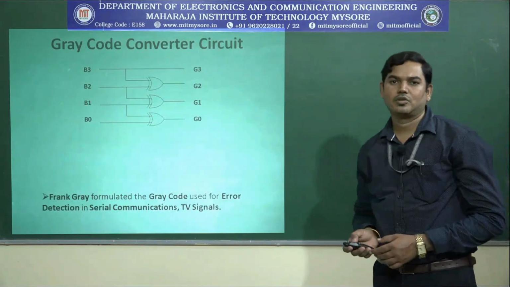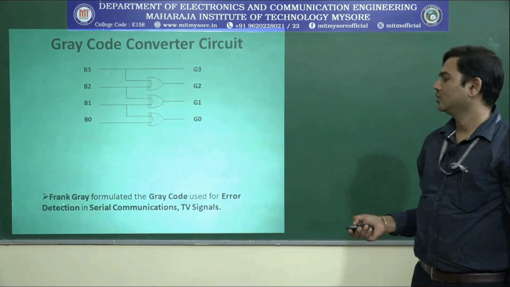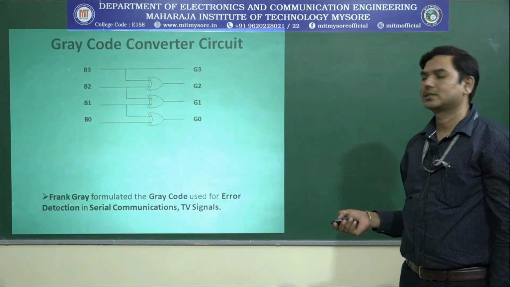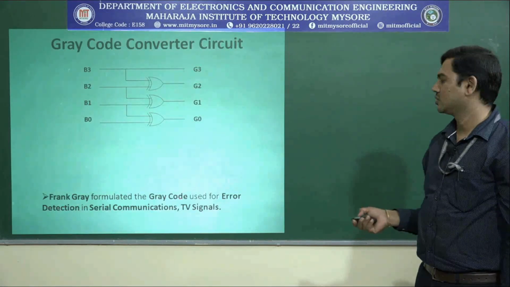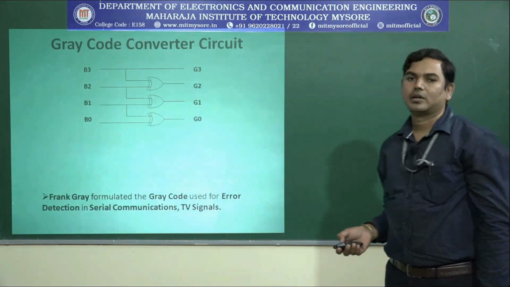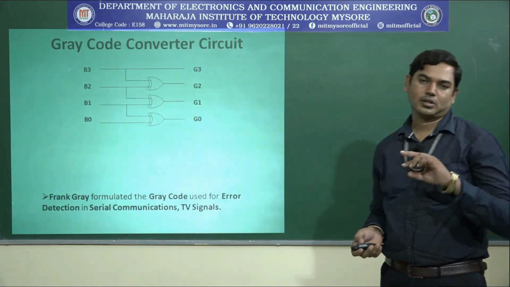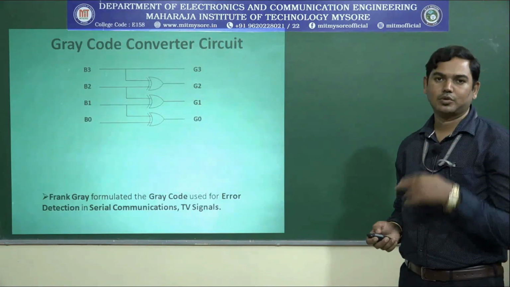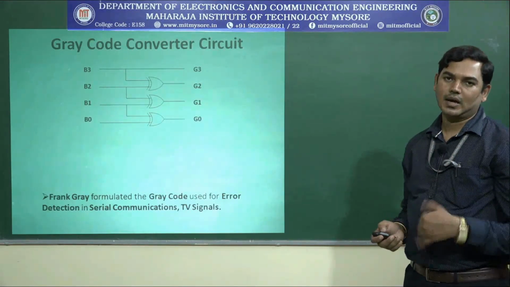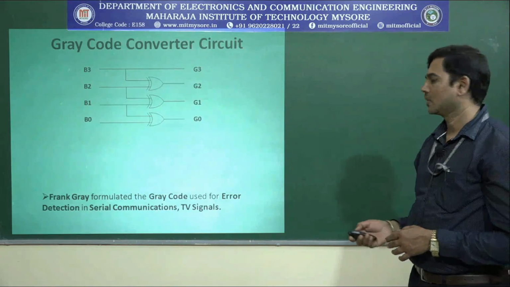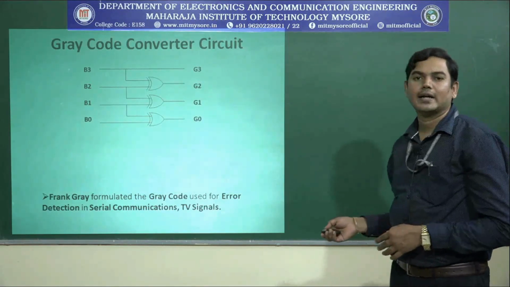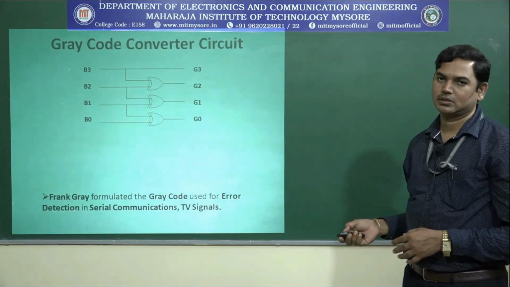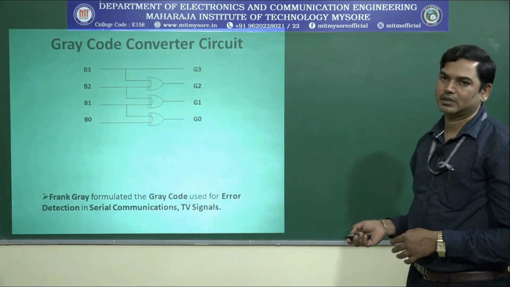What are the applications of gray code? Gray code was formulated by the scientist Frank Gray, and this is also known as the reflected binary code because each representation will be logically adjacent to its previous as well as the upcoming representation, and it is extensively used for error detection and correction in serial communication devices as well as in TV signals.